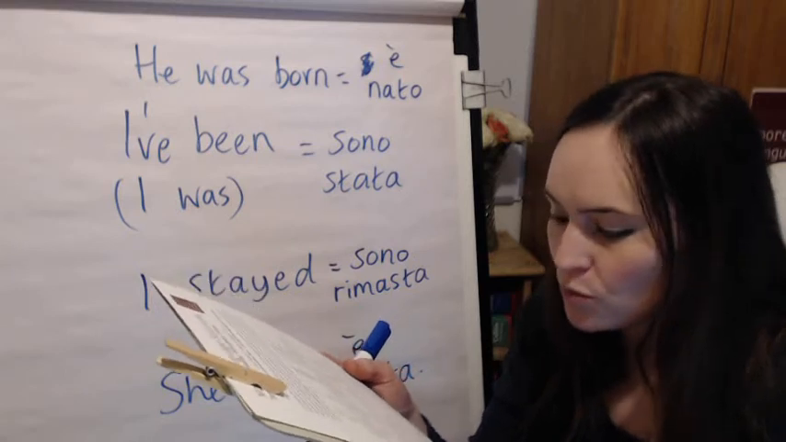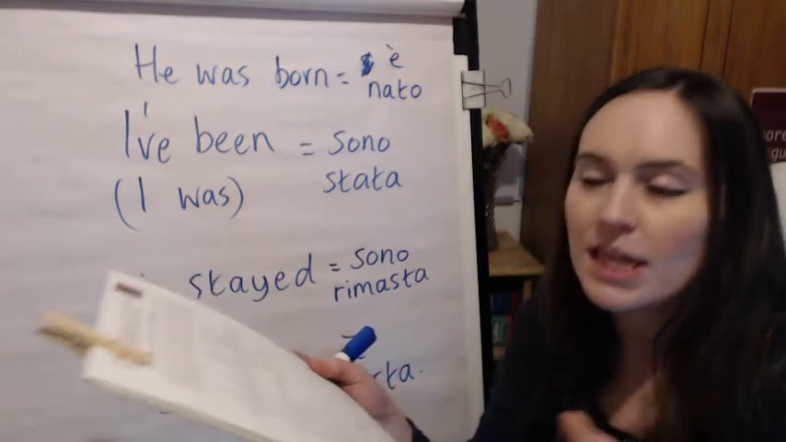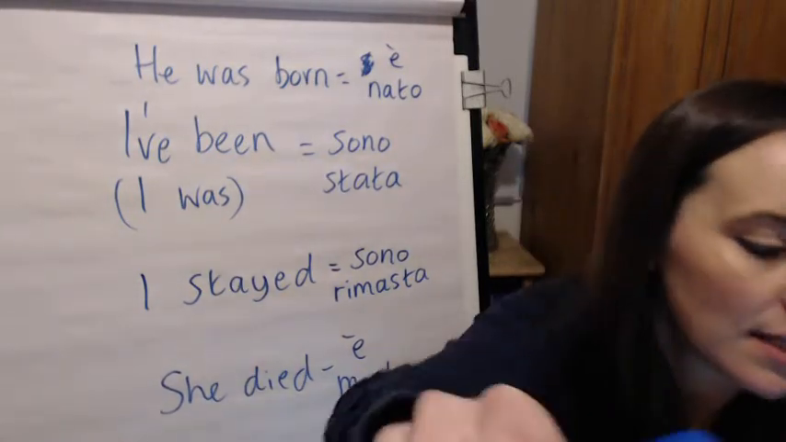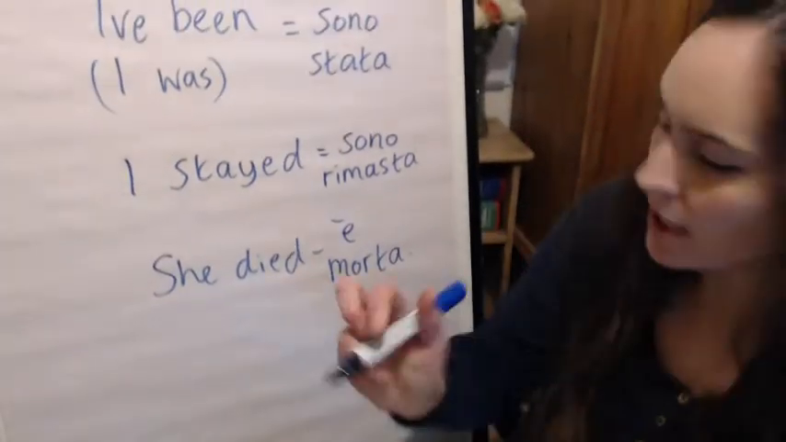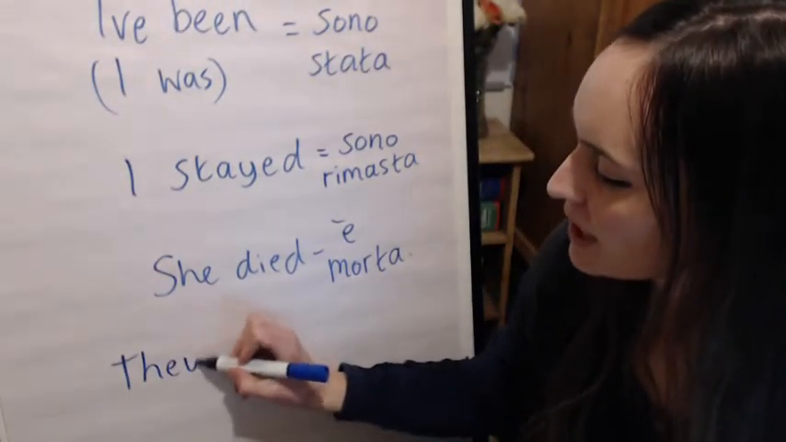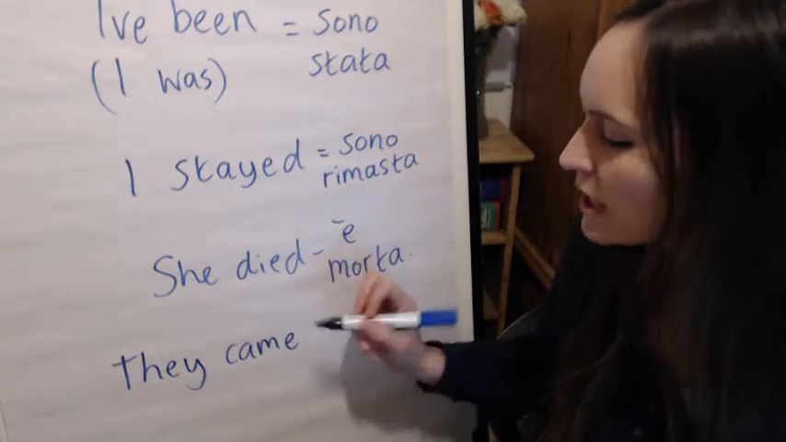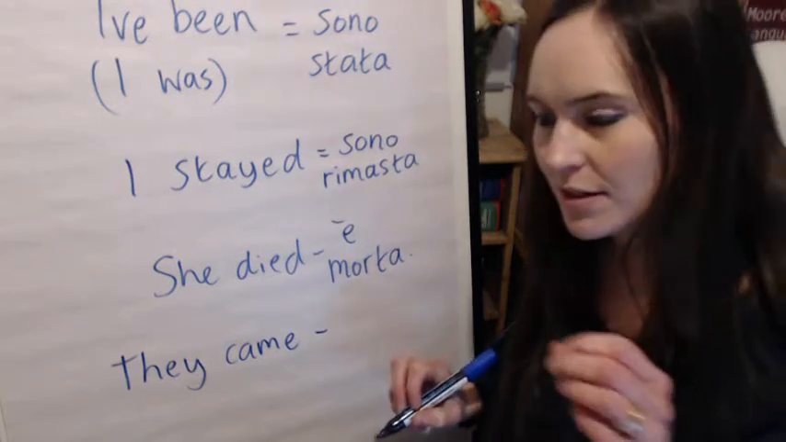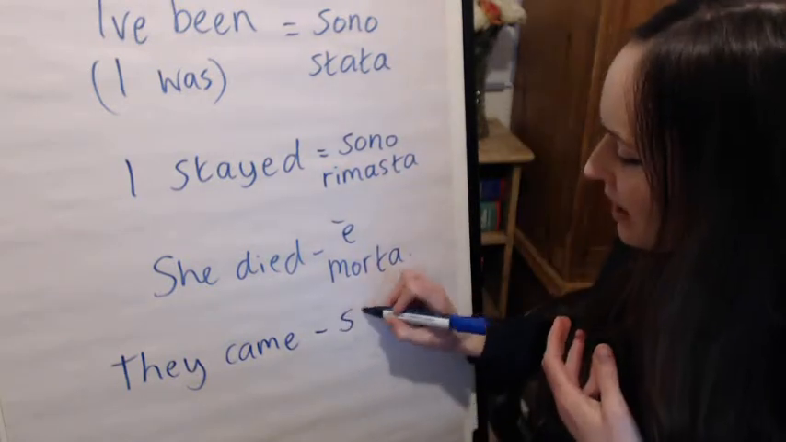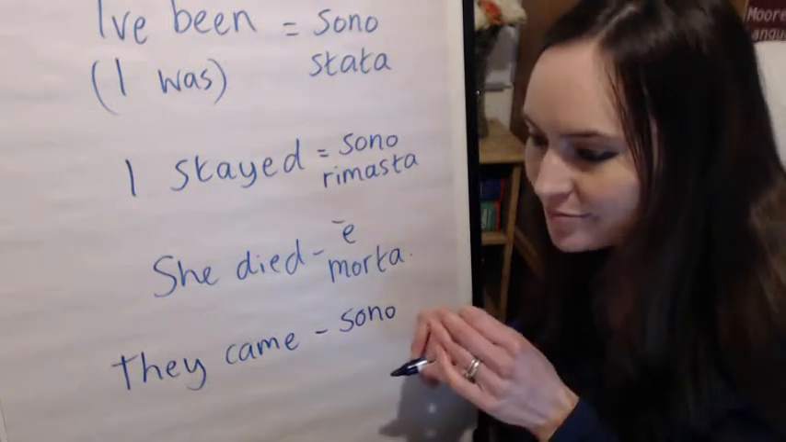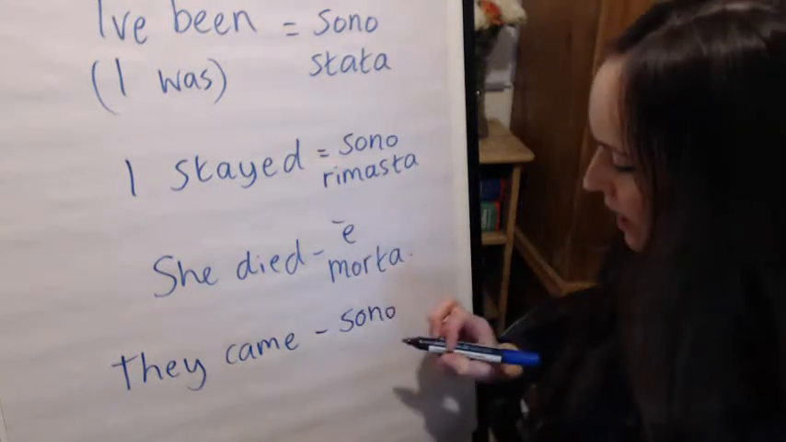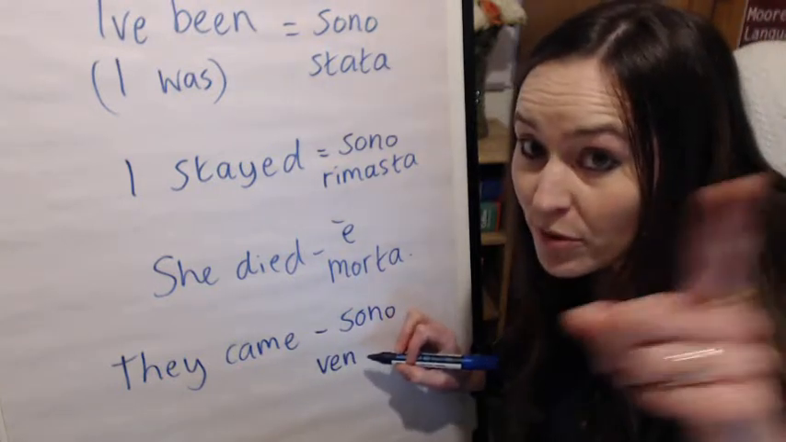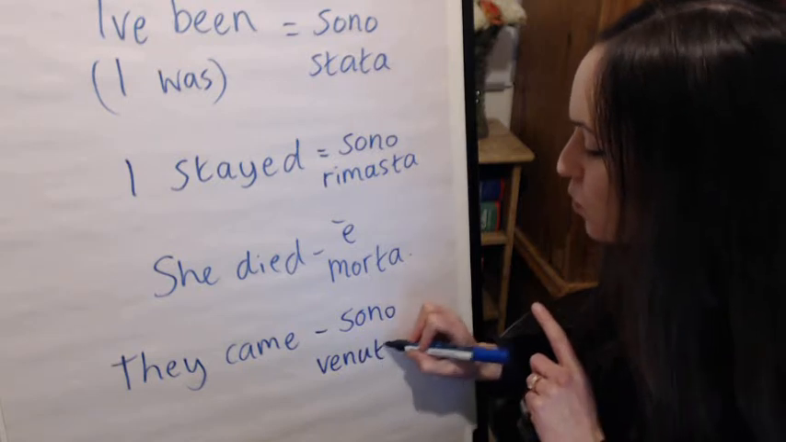Okay, so they came here. Okay, let's make it a little bit more difficult, and then we'll wrap it up. They came here. So they, with a verb that takes essere. So you're going to be thinking sono, okay? It's like you say they are. Sono, as in they. Then came, not venito, remember, even though it's venire, sono venuto.